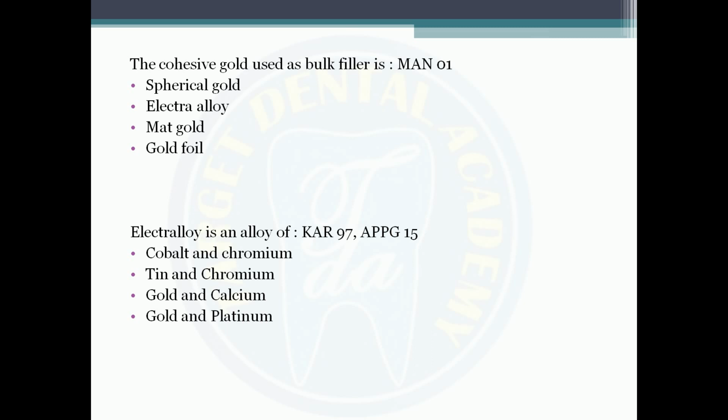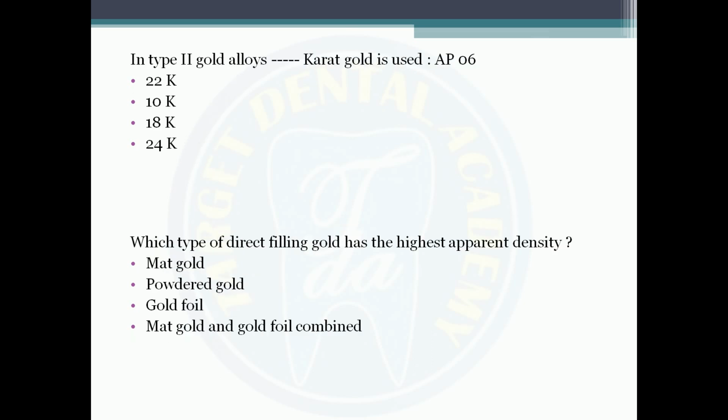The cohesive gold used as the bulk filler is your matte gold. Electroalloy, I've already told you, electroalloy is the alloy of your gold and calcium. In type 2 gold alloys, 18 carat gold is used. I have already told you this MCQ. Next is, which type of direct filling gold has the highest apparent density? That is your gold foil.